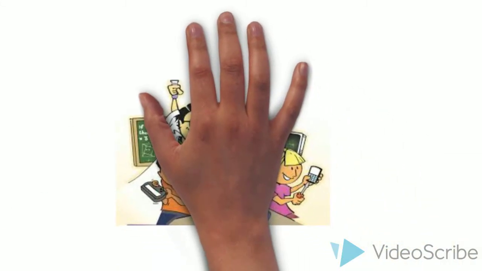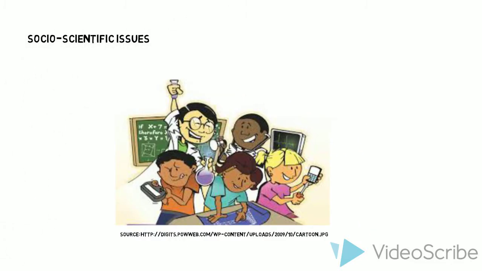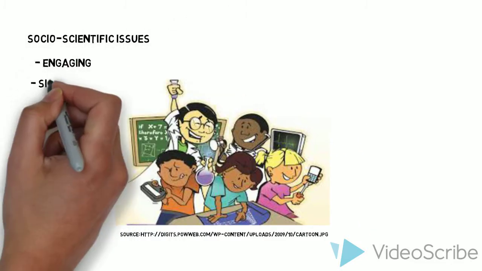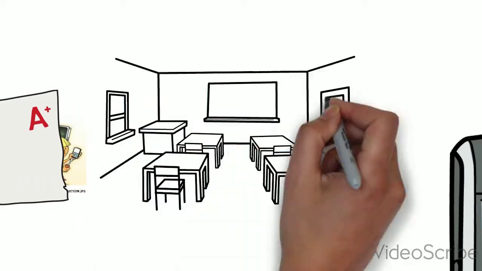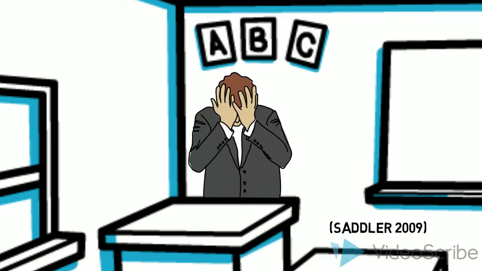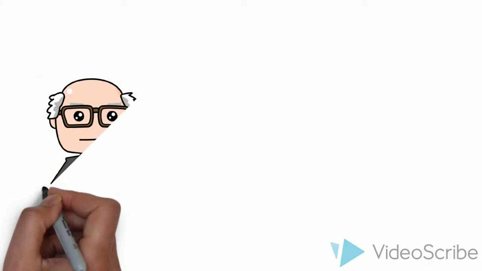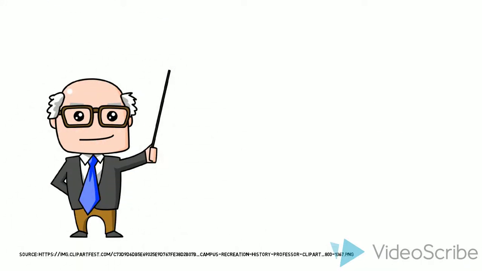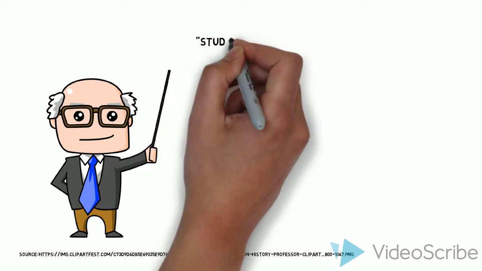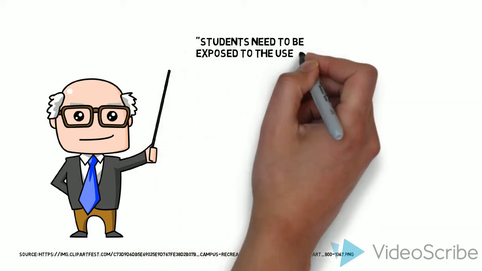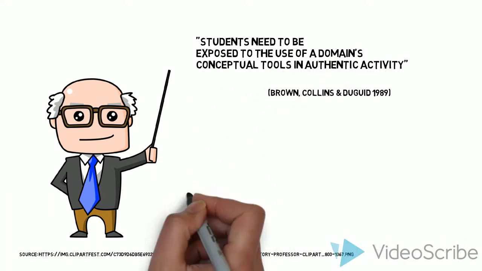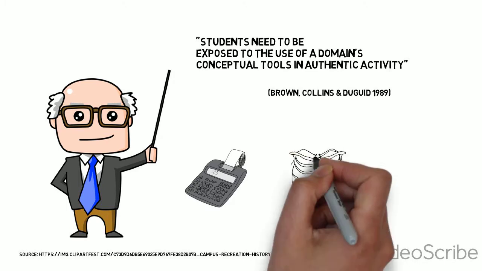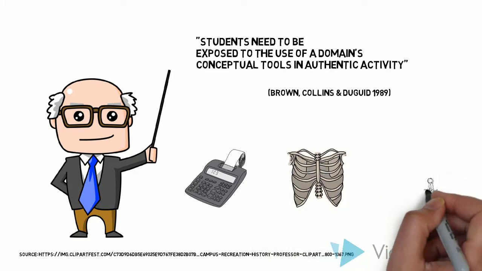Anyways, it was found that socio-scientific issues, which are engaging and orientated around situated learning, have had more positive effects on learning than traditional methods, such as classroom lectures. Hint, hint. As Brown and colleagues have elaborated on learning subjects related to science, students need to be exposed to the use of a domain's conceptual tool in authentic activity, meaning that students need to be exposed to practical and social applications to be able to grasp concepts in theoretical space.